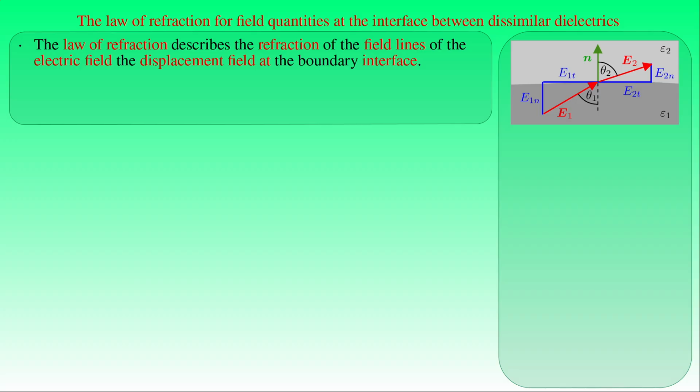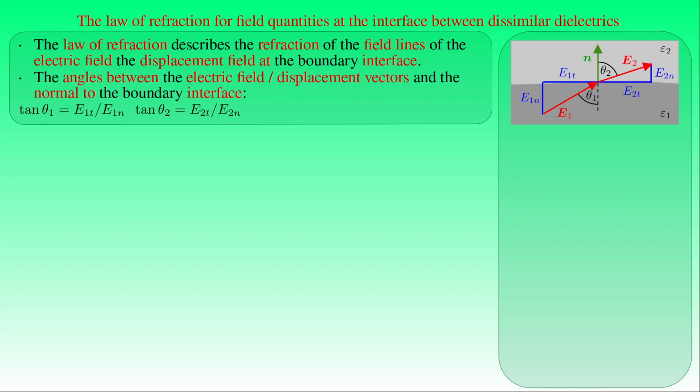Then we have the following trigonometric relationships between the angles and the components of the electric field strength. The tangent of the angle θ1 is equal to the ratio of the tangential component of the electric field strength E1 to its normal component. Similarly, the tangent of the angle θ2 is given by the ratio of the tangential component of the electric field strength E2 to its normal component.